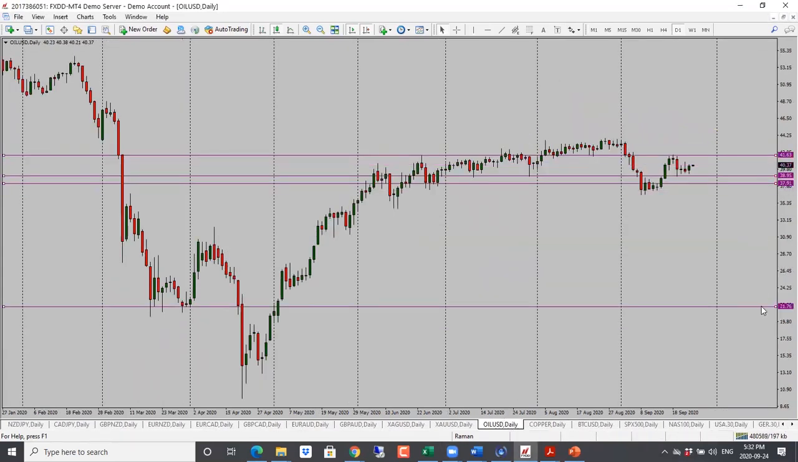Oil here, oil has become range bound. We see that price wasn't able to break the support. So I would look for a move towards the resistance of 41.65. So bullish bias for oil.